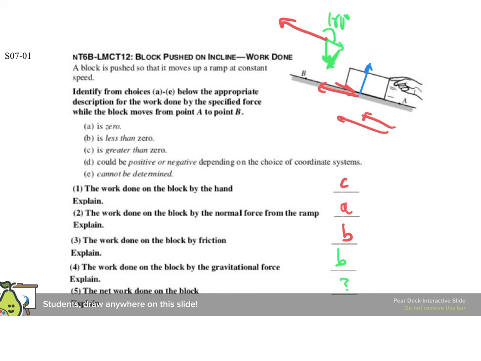Of course, what we can say is since it's moving at constant speed, all these forces must balance. So the hand plus gravity, whatever force they have, has to be the same as friction pulling the other way. So whatever positive work the hand does, gravity and friction together add up to be the opposite. So we actually get that it will be 0.